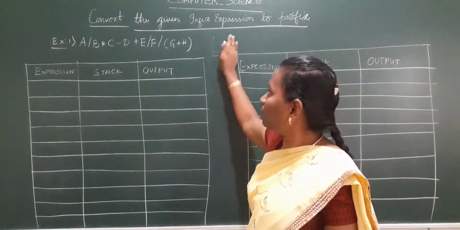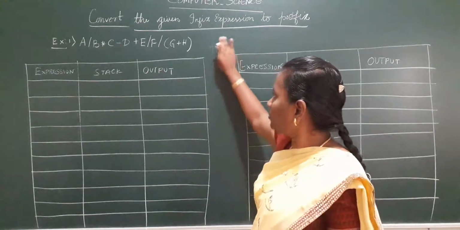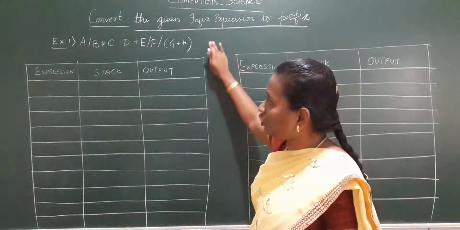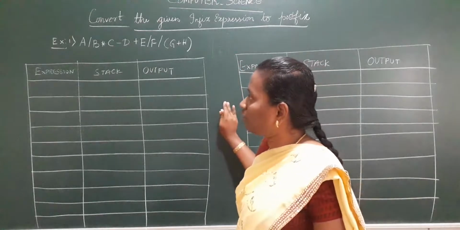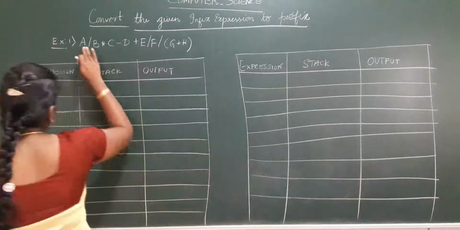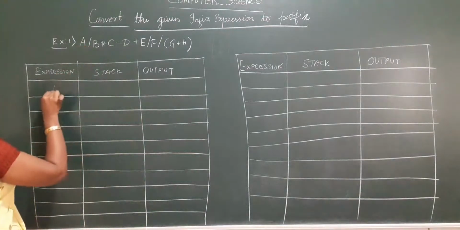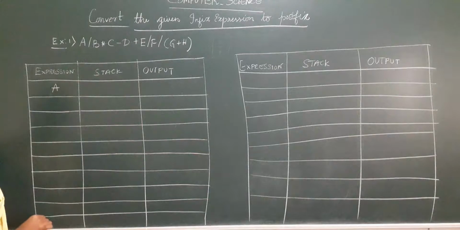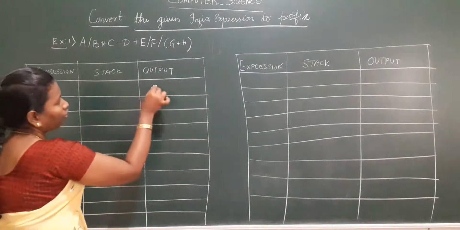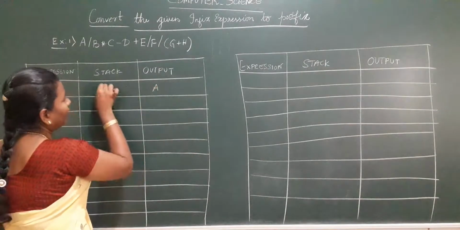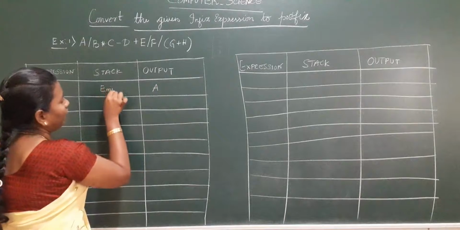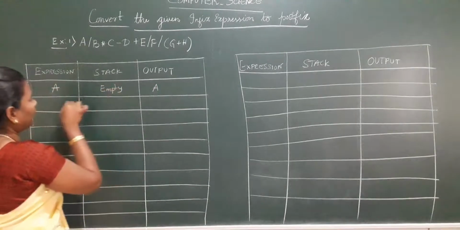Now we'll solve this problem keeping these points in your mind. You can try to solve the problem. Now see, what is the expression? It is nothing but the input. First, what input do I read? That is A. A is an operand, so A has to go to your output. Now the stack will be empty. Next I have the division sign.